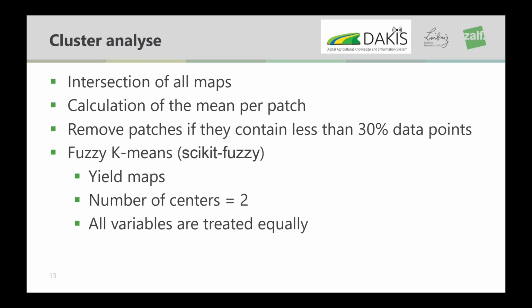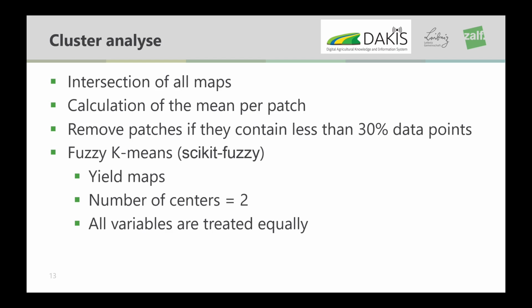The next step is a cluster analysis. For this, we have merged all the yield maps and calculated the average of all maps per patch. Patches containing less than 30% of the data points were not included in the analysis. For the cluster analysis, we use the fuzzy k-means algorithm. This is a soft clustering method. Each data point can belong to more than one cluster group. All the input data were analyzed without weighting.